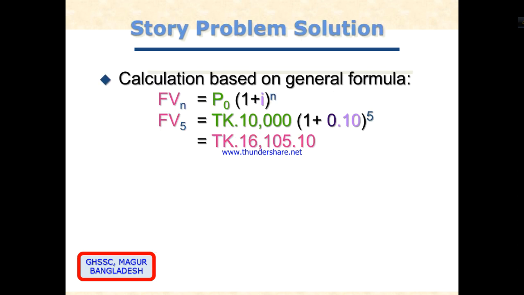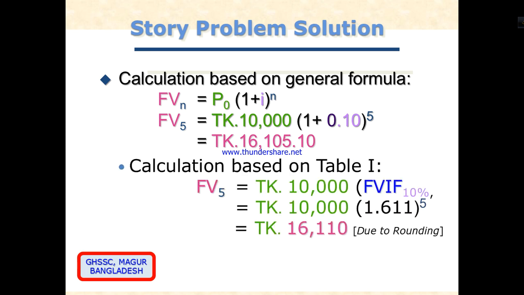Calculate based on the general formula. You have already learned: 10,000 taka, future value, 1 plus interest rate 0.10 to the power 5. At the end of the 5 years, how much amount? 16,105 taka and 10 paisa we will get at the end of the 5 years by interest rate 10%. I have used the compound interest system for calculating this amount.